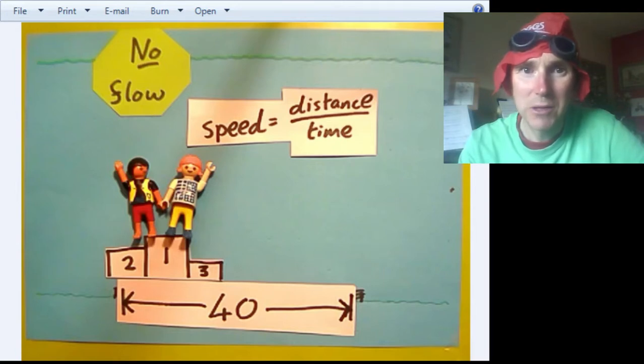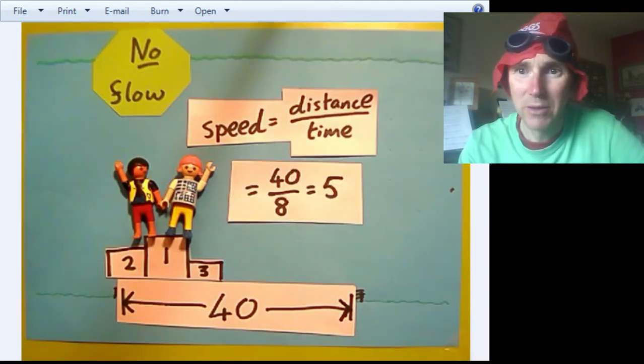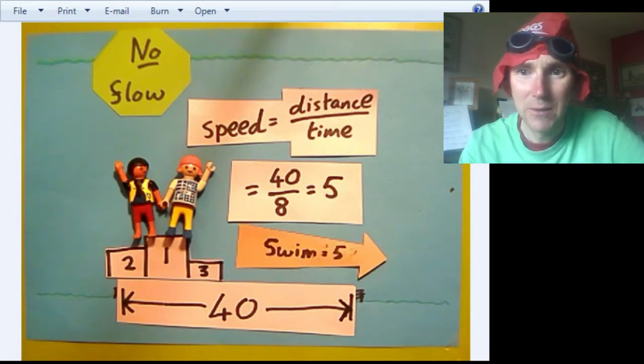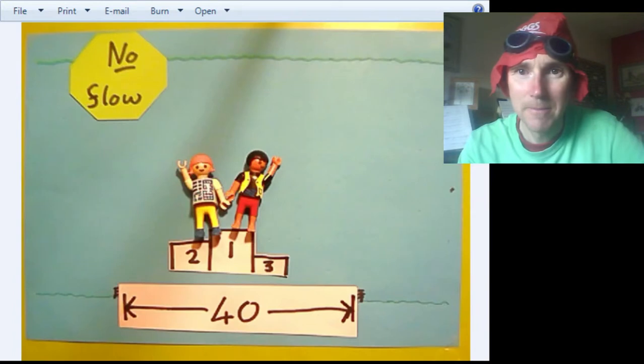Speed, of course, equals distance divided by time. So that was 40 units divided by 8 seconds, so that's 5 units per second. That's their speed, and we know that they swim at exactly the same speed. They both swim at a speed of 5. So, not much point doing more racing because we know they're swimming at the same speed. So what's going to happen next?